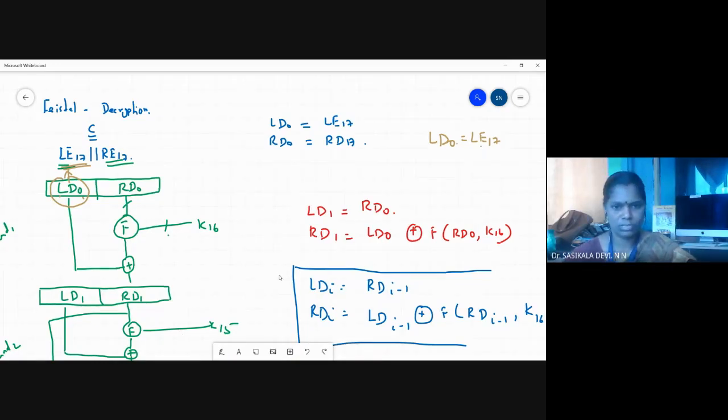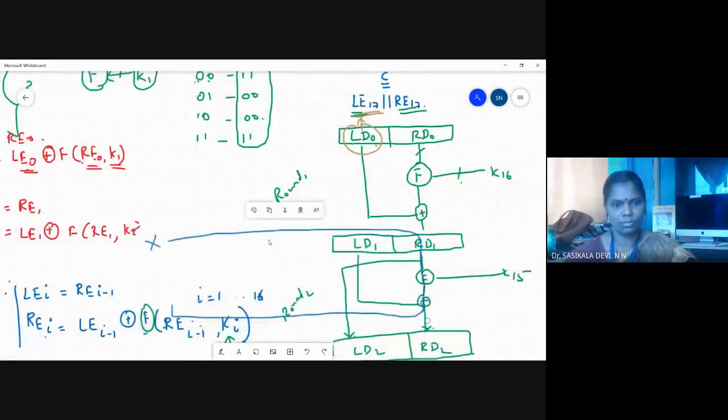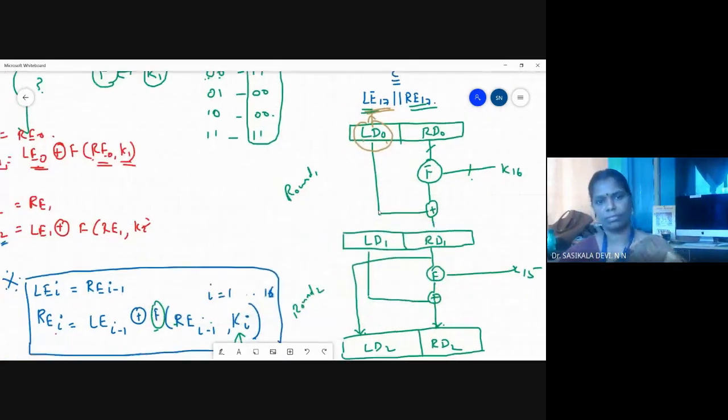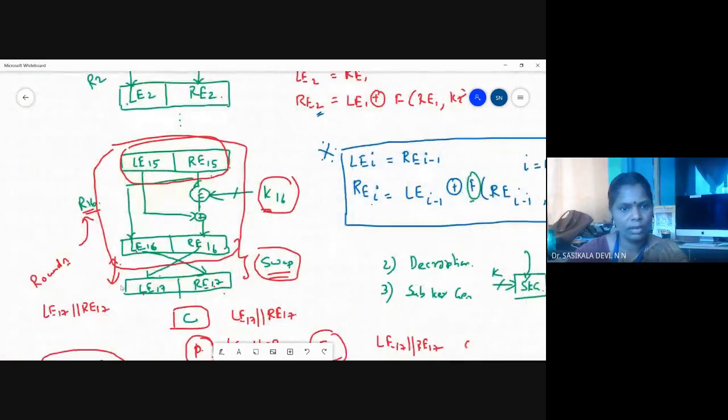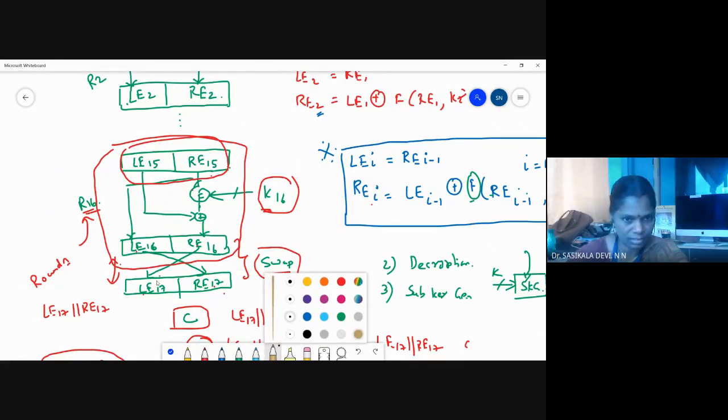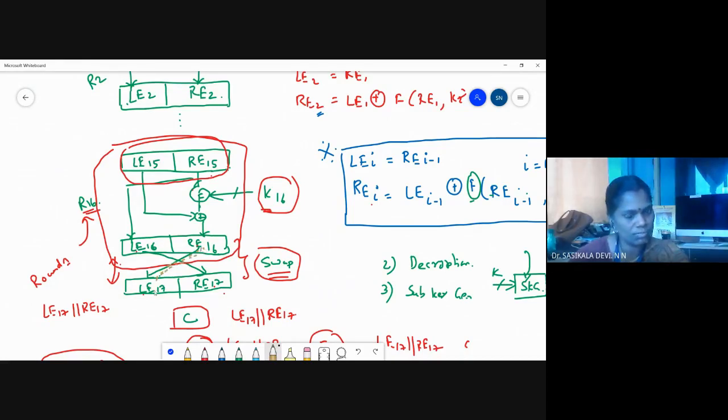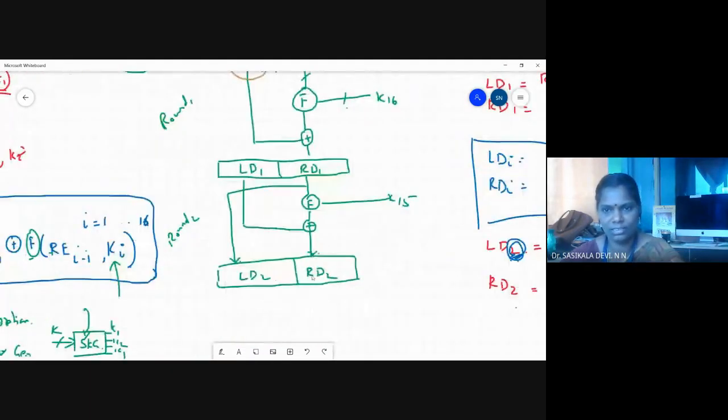Let's go for one more substitution. Now, what is LE17? LE17 comes from RE16. So LE17 is nothing but RE16, a direct substitution of RE16. Instead of LE17, I can just write RE16. So just substitute it with RE16.